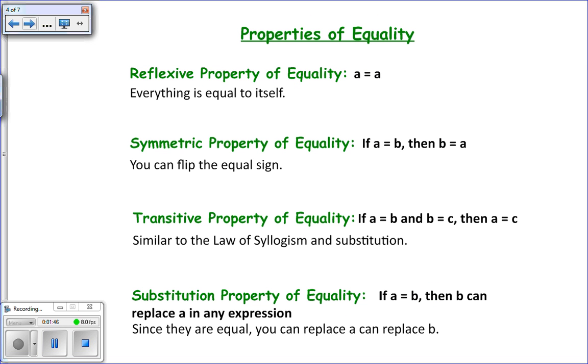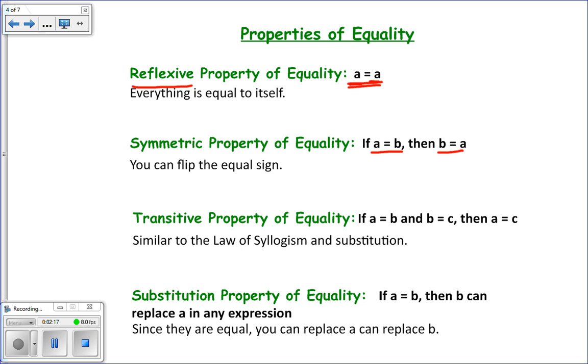Here are some ones that you may not be familiar with, but are pretty useful to us. Okay, one is the reflexive property of equality, the idea that everything is equal to itself. Okay, it doesn't seem very useful, but we use it quite a bit. So the reflexive property of equality, okay, it's reflexive because it's looking at itself because they're the same thing on both sides. The symmetric property of equality is if A is equal to B, then B is equal to A. It's symmetric because I can flip it around.